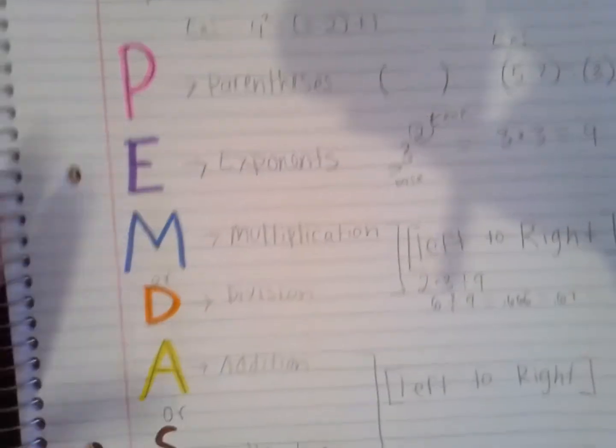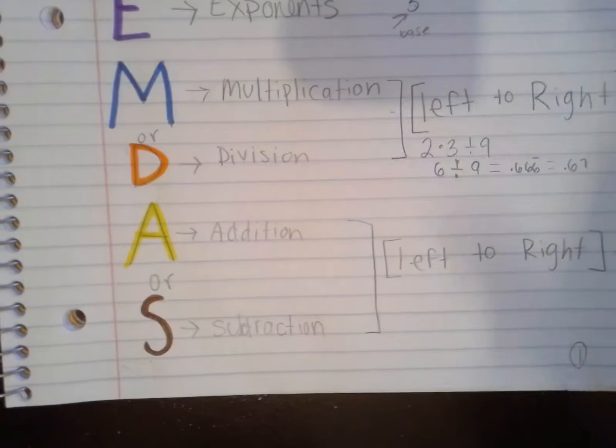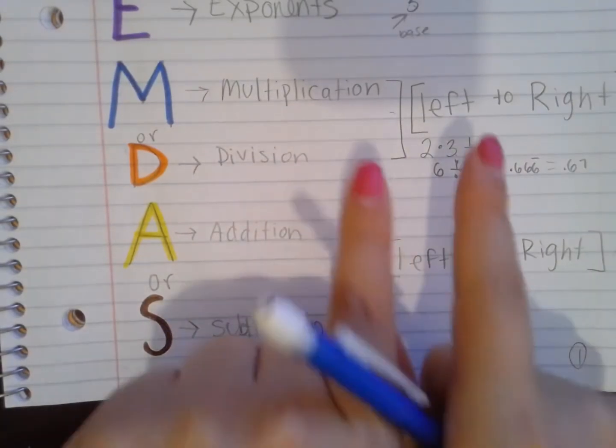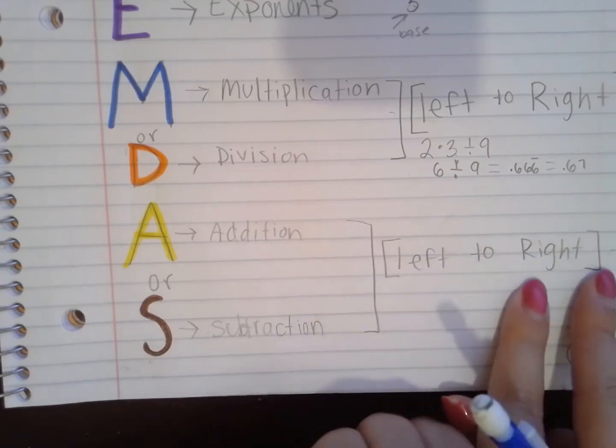So next, it's the same idea, but now addition and subtraction. When you have an addition and subtraction problem, it's the same idea as multiplication and division. You're going to go from left to right.